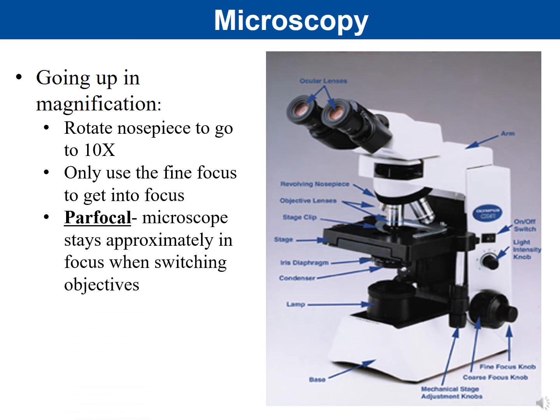But one of the things that you want to know, one of the reasons we should only need to use the fine focus is that our microscopes are what we call parfocal. And that means that the microscope stays approximately in focus when switching between objective lenses. So our microscopes are good quality. They should stay roughly in focus as we go from one objective lens to the other.